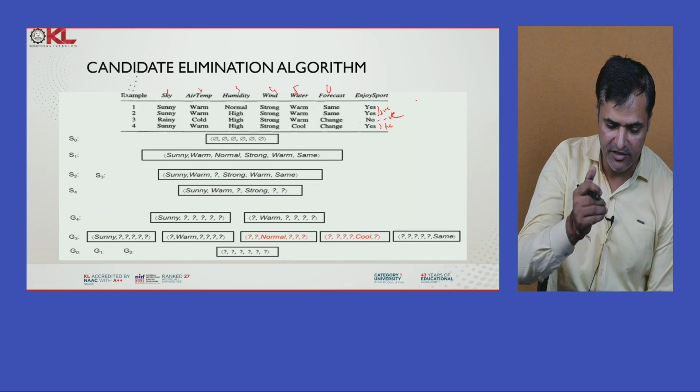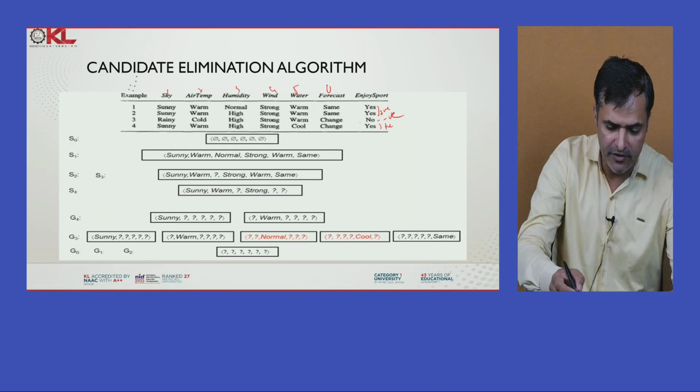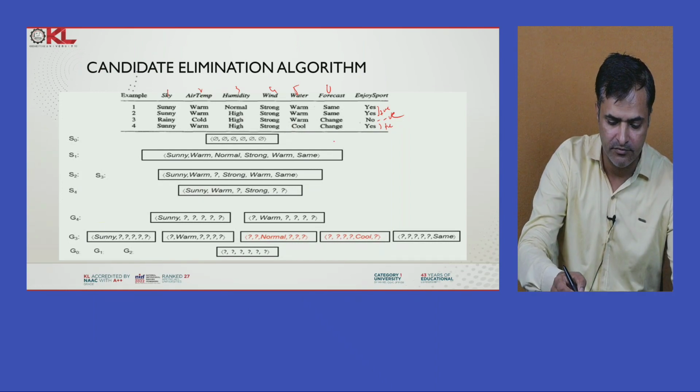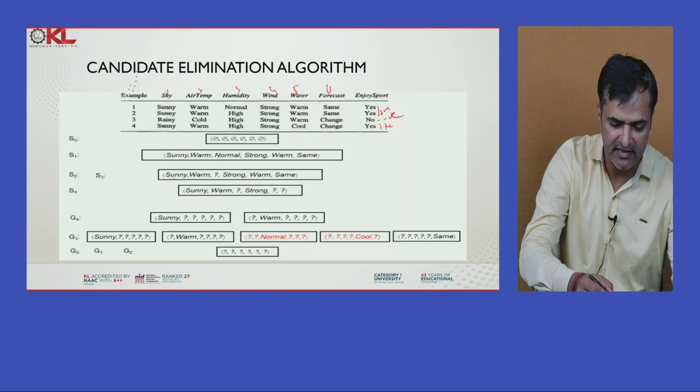Same as usual, we start with the first one, H1. Then the next one we compare: Sunny is fine, Warm is fine, then Air high, Air normal, so a question mark. Strong is there, Warm is there, Same is there, then it will be fine.